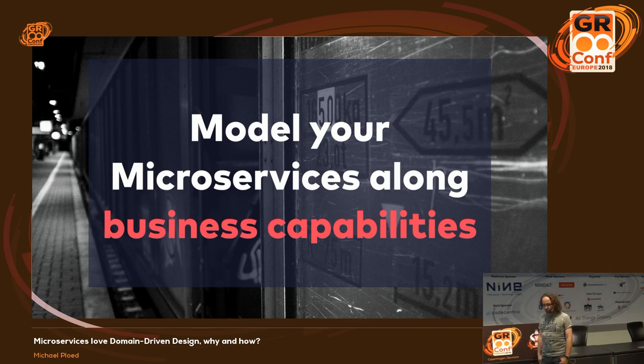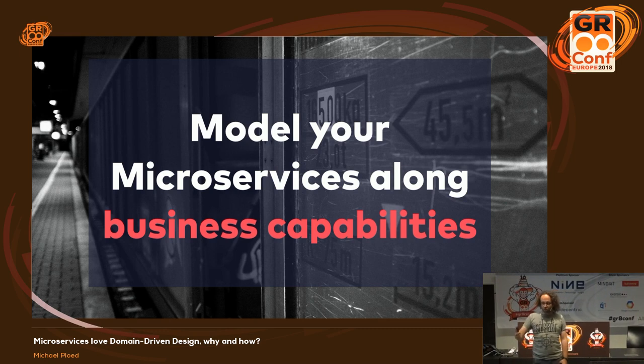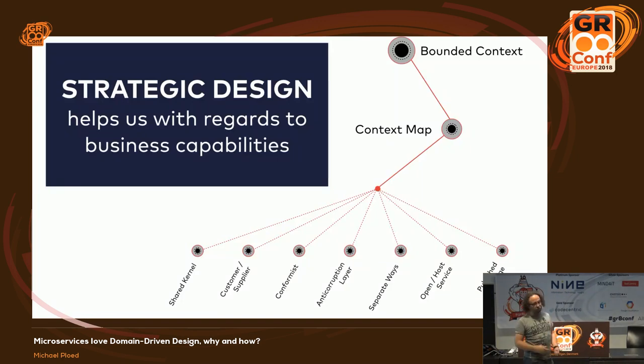One of the first things you want to do with regards to microservices is to align them along your business capabilities. In order to do so, there are tools in domain-driven design that help you with exactly that. There is a chapter in the domain-driven design books called strategic design, which addresses exactly that: how do you model your modules, components, or libraries, whatever term you prefer, along business capabilities?